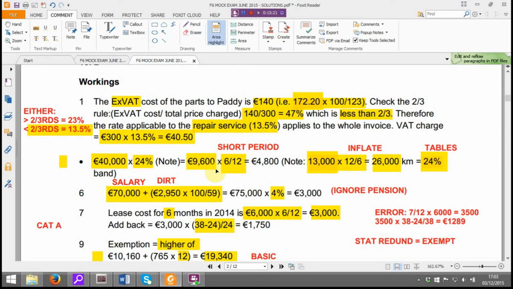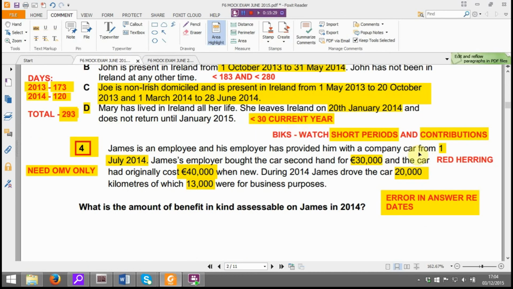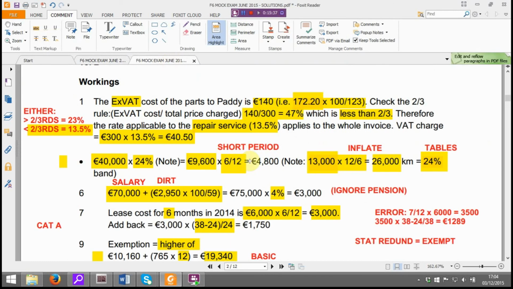And you'll see here that what they do is they simply multiply it by 6/12 being the short period, i.e. 6/12, as shown by the question. It's 1st of July. In fact, no error here. Read the date. In fact, that's another question. Okay. So in summary then, we basically need to know the basic rule, the 30% times OMV.